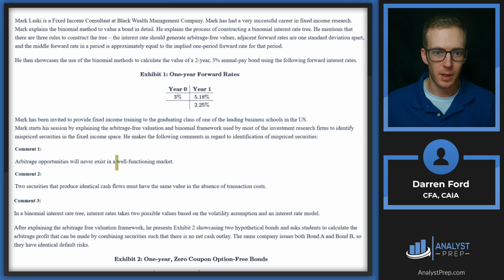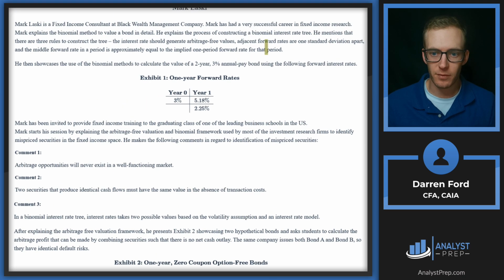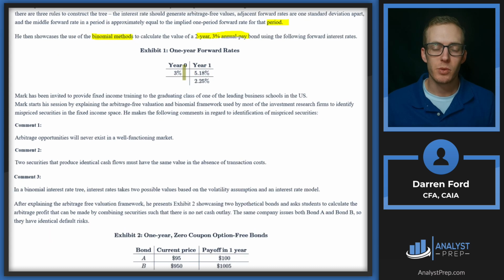So let's scroll up and continue our reading. We left off here with those 3 rules in the last question. He then showcases the use of binomial methods. So we're going to be using the binomial method, it looks like, to calculate the value of a 2-year 3% annual pay bond using the following forward interest rates. So we've got year 0 at 3%, year 1 5.18%, and 2.25%. So it looks like these are what we're going to be using to kind of discount our values.